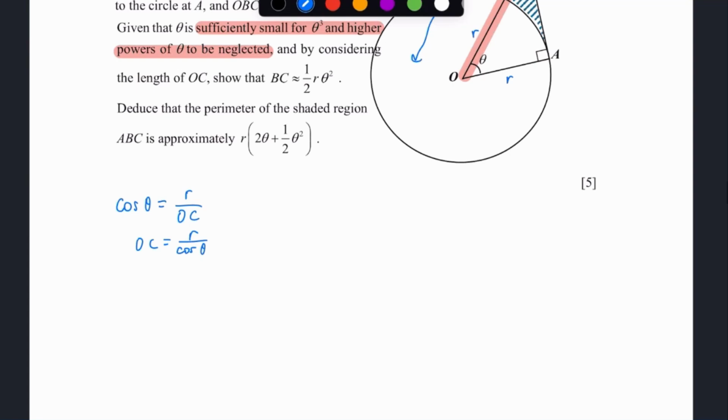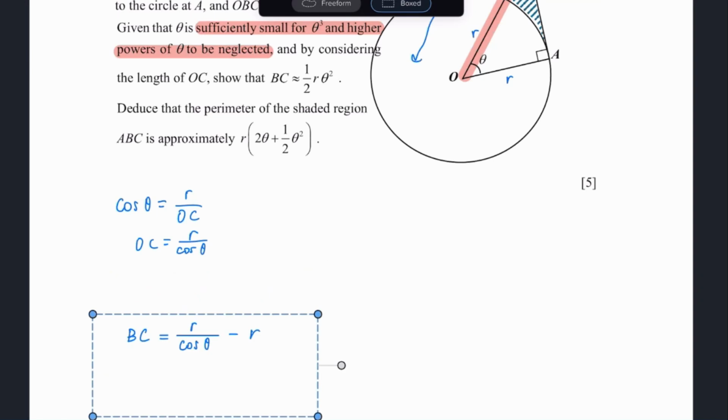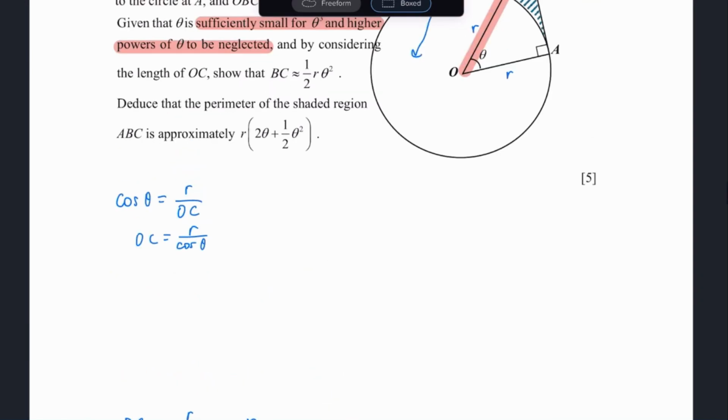Now we are going to find BC. So BC will be equal to the long length minus away R. Now, if you want to compact a bit, actually don't need to compact. This one we just do by hand. Let me shift this below, because if you do this, later headache. So we do one by one first. Here, we can use the small angle approximation already: R over 1 minus theta square over 2.